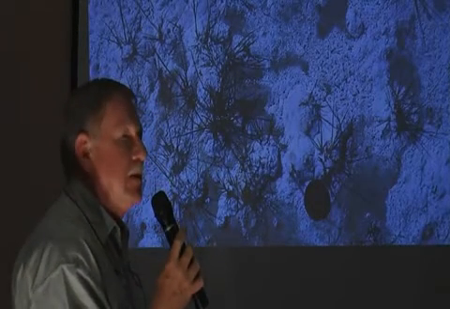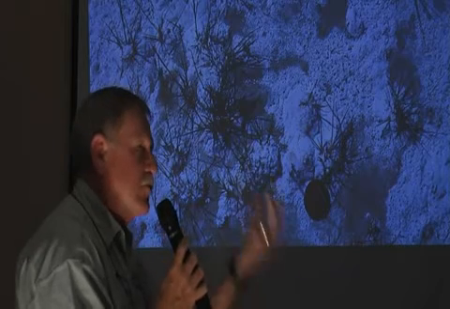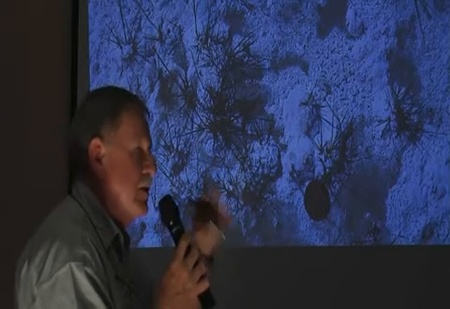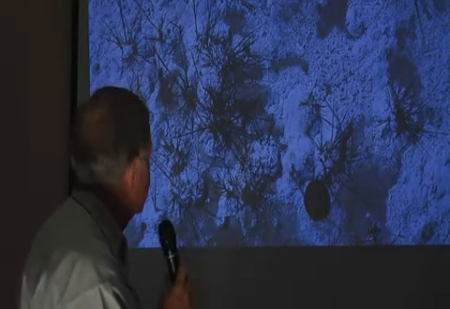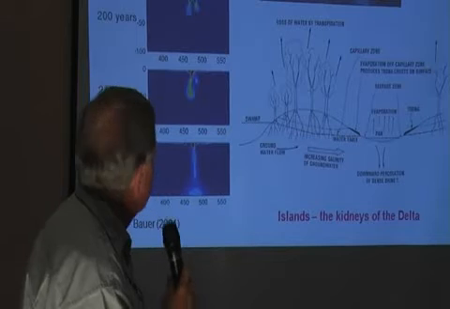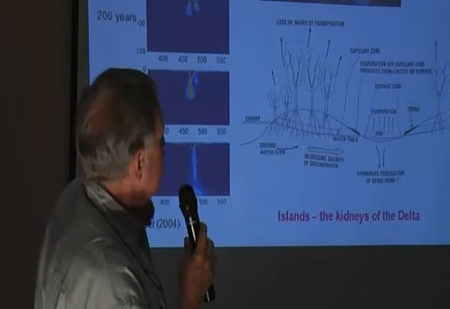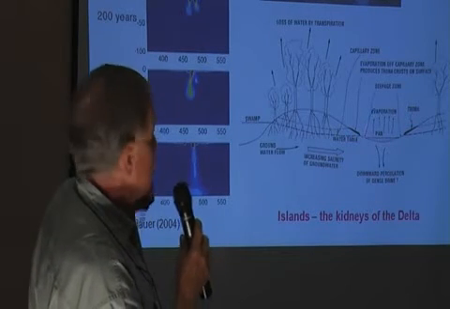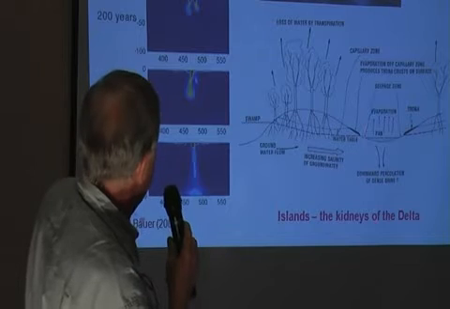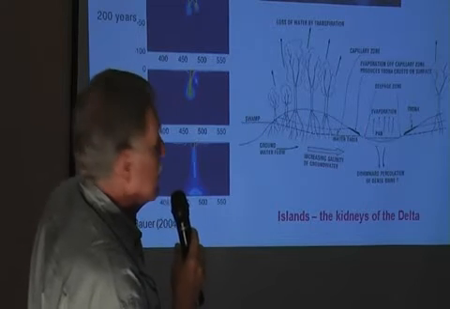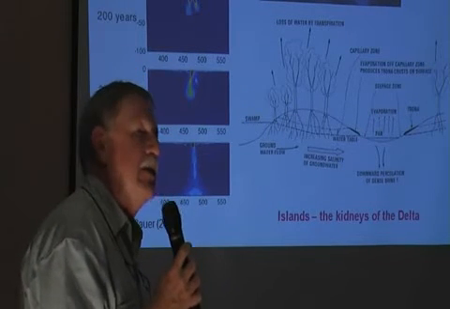Sodium carbonate comes up, the sodium bicarbonate gets drawn up by capillary action, the water evaporates, and the salt precipitates on the surface. Salt forms this very dense, salty water, which then sinks under gravity. This is a model done by Peter Bauer. It cascades down. So these things are like kidneys, actually.